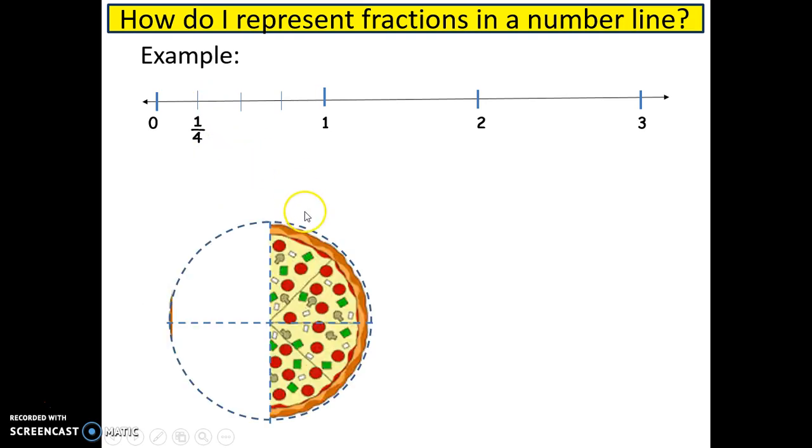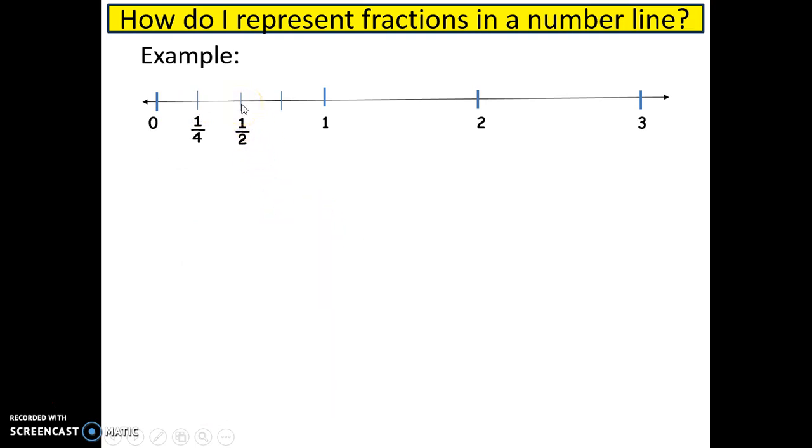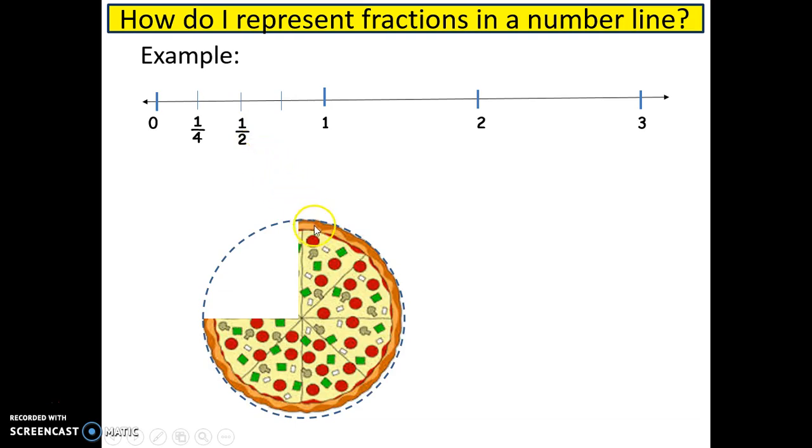Okay. Next, you can see here, this is 1/2. So 1/2 means 2 quarters, 2 equal parts out of the 4 equal parts. And this division here is represented by 1/2. Okay, next, you can see here, this is 3/4. So this division here is represented by 3/4.